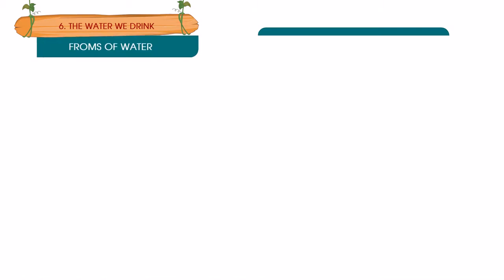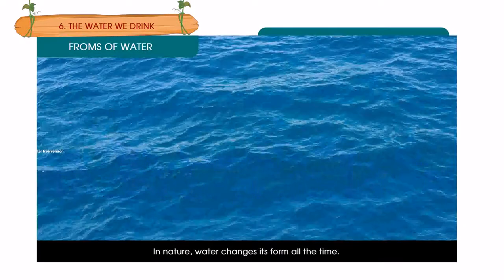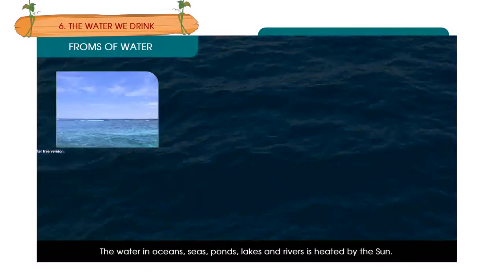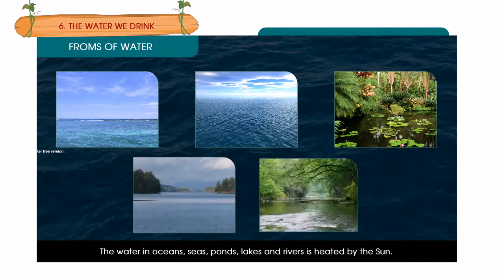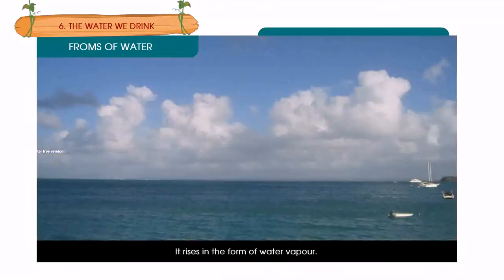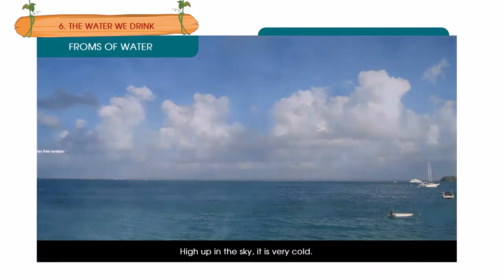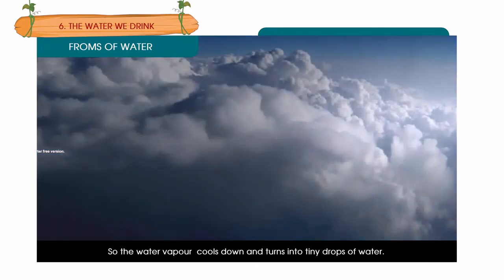Forms of water. In nature, water changes its forms all the time. The water in oceans, seas, ponds, lakes, and rivers is heated by the sun. It rises in the form of water vapor. High up in the sky, it is very cold. So the water vapor cools down and turns into tiny drops of water.